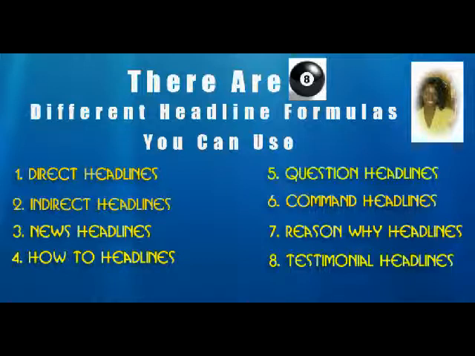Bob Bly had those. Those were 8. Let me go over them again really quick so you can know. One was direct headlines, 2 indirect headlines, 3 news headlines, 4 how-to headlines, 5 question headlines, 6 command headlines, 7 reason why headlines, and 8 testimonial headlines. And when I'm saying headlines, you could still use the term titles, because in Bob Bly's book, most of these headlines can be used as great titles for blog posts or articles.